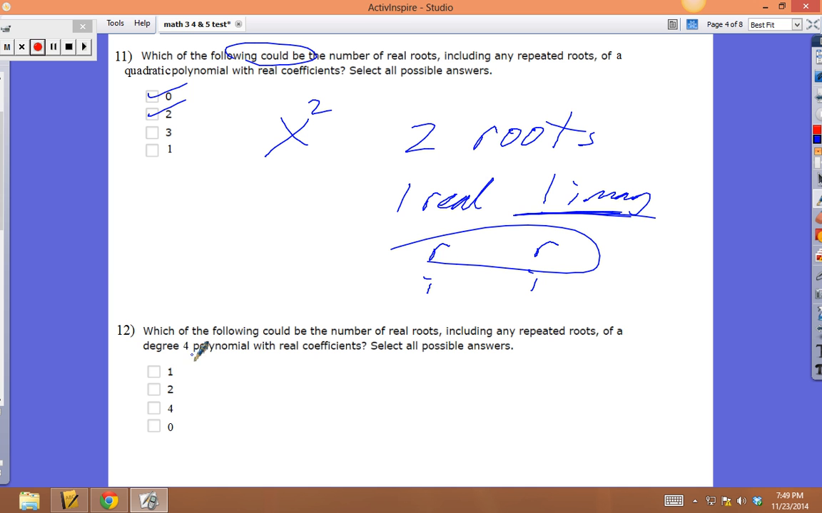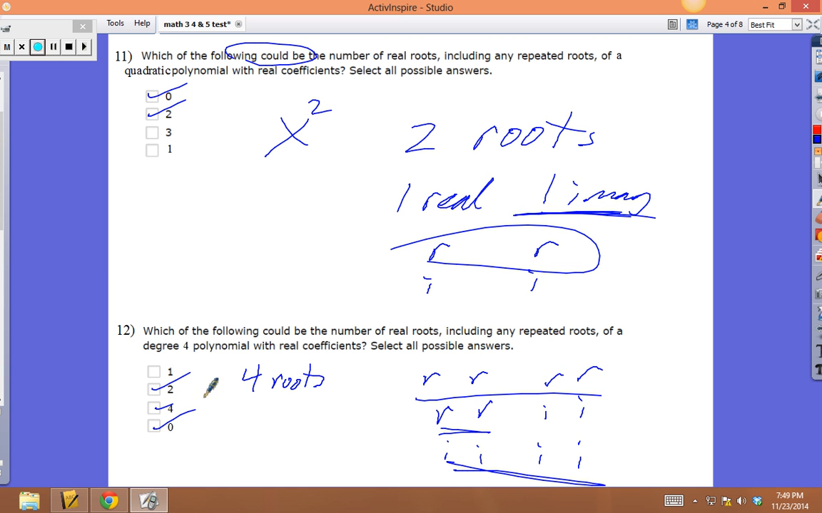Okay, if it's degree 4, that means there's going to be 4 roots. So you could have real, real, real, real. You could have real, real, imaginary, imaginary. Or you could have imaginary, imaginary, imaginary, imaginary. So let's go with this one. You could have 0 real, you could have 2 real, or you could have 4 real. Any of those will work.